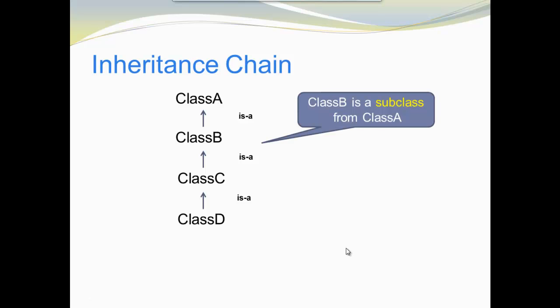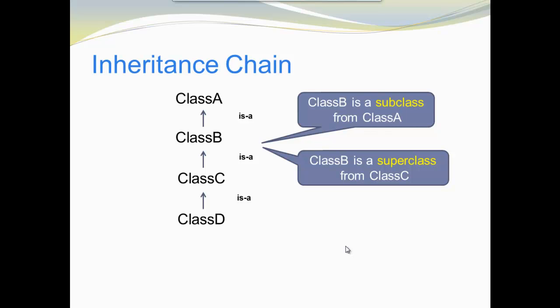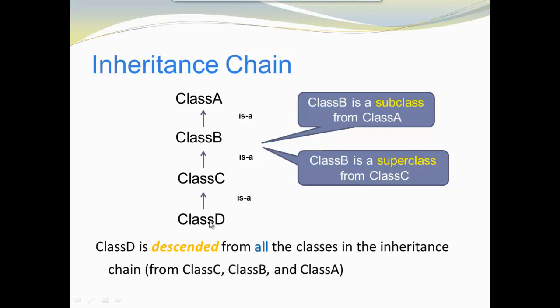Class B is a subclass from class A. Class B is also a superclass from class C. Class D is a descendant from all the classes in the inheritance chain. Class D is a descendant from C as well as from B as well as from A.